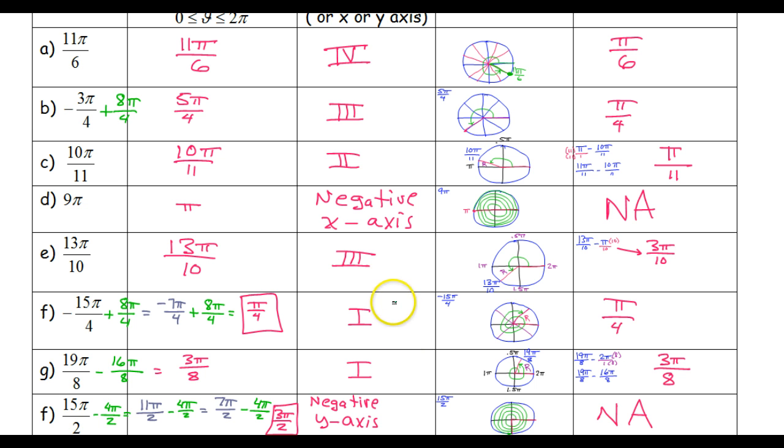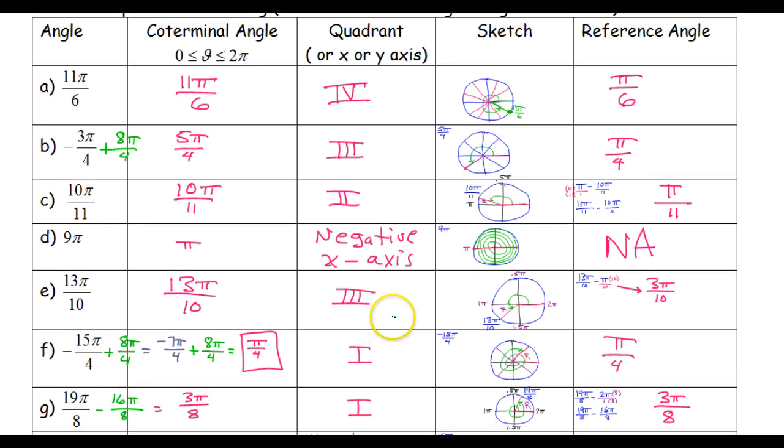Alright, that is how you find, for each one of these, remember we found a coterminal angle, we found a reference angle, we did a sketch, and that let us know what the quadrant was going to be. A couple of pointers. Remember that if it's a special angle like pi over 6 or pi over 4 or pi over 3, the reference angle is just going to be pi over the denominator immediately.